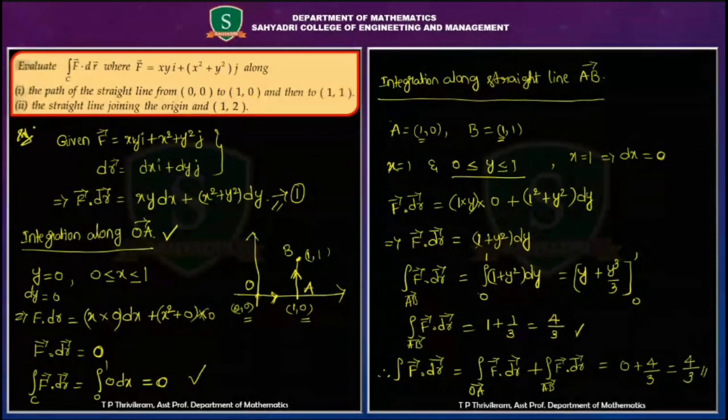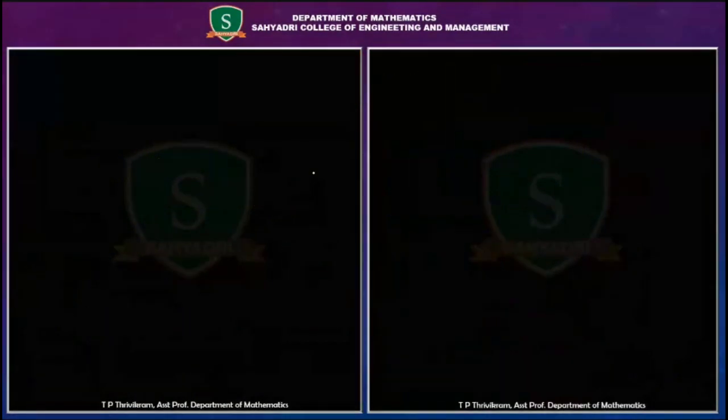So I'll go for a second question in the same one. Okay. So we need to find the integral value of f dot dr along the straight line joining origin and 1, 2. Okay, so let us see how it will be satisfied.